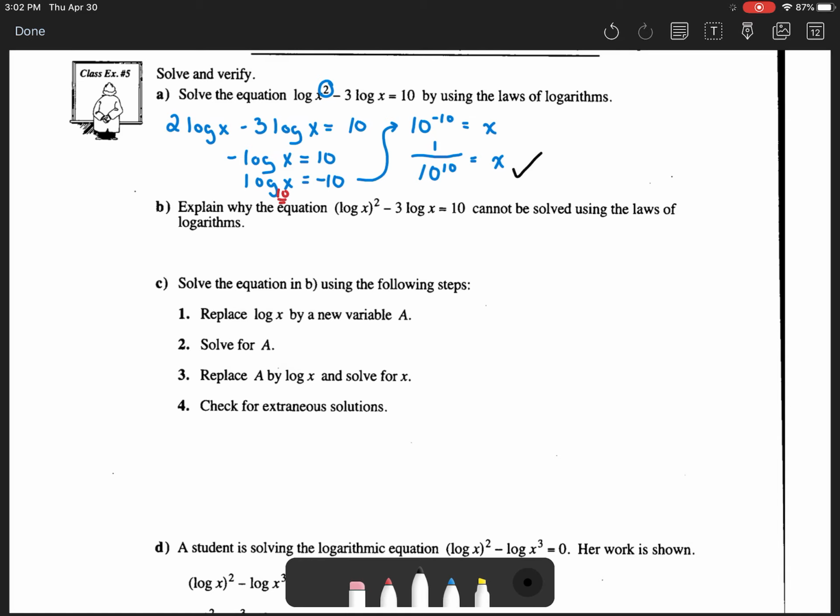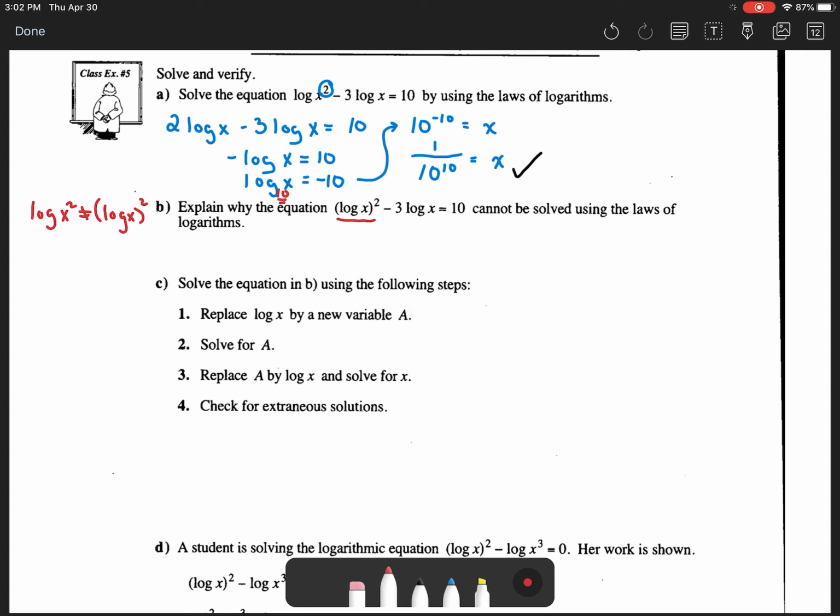So in part B, it says, explain why the equation (log x) squared minus 3 log x can't be solved using the laws of logarithms. And the key reason is the following. When you see this, (log x) squared, that is not the same as in part A where I have the log of x squared. So just on the side, you can say, well, (log x) squared is not the same as log of x squared. Those are not the same thing.